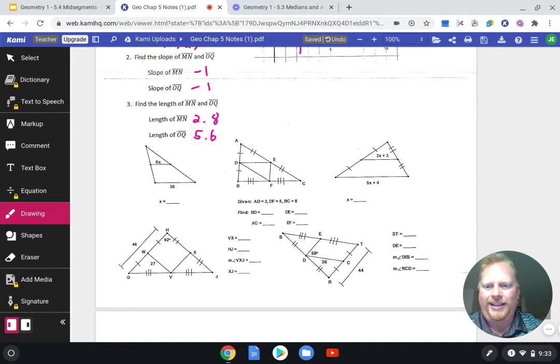So let's figure out X in this first one. Here's what a lot of people will do. They'll look at that and say, oh, 6x equals 36. But that's missing the whole point of the midsegment theorem.